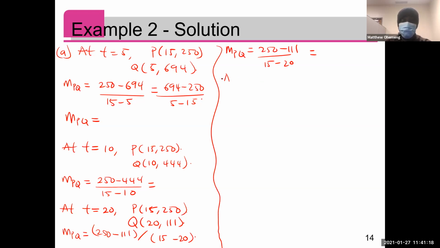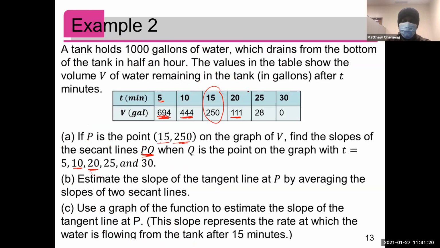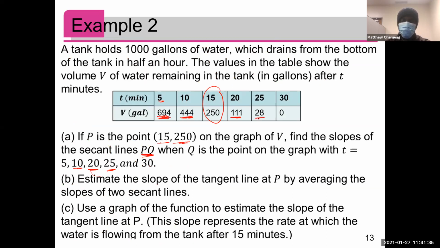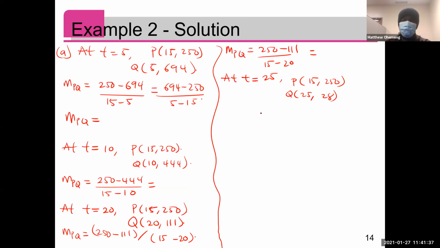And then the next one is T equal to 25. For 25, what do we have? You're going to have the point P, which is 15, 250, and then Q is 25, 28. So the secant slope will be computed as 250 minus 28 over 15 minus 25. And then you get an answer to this one too.